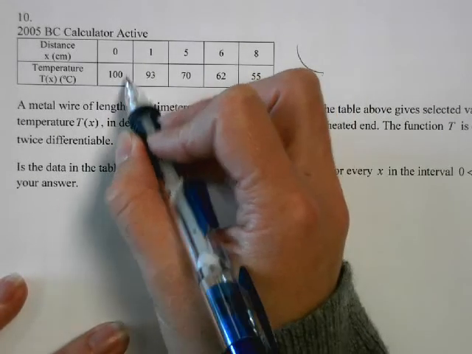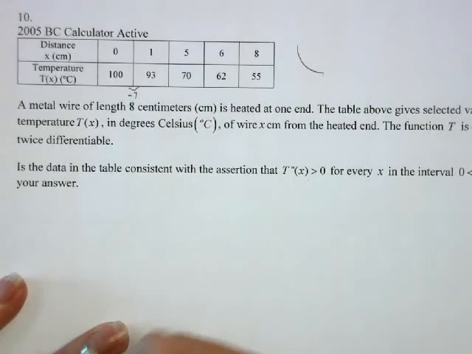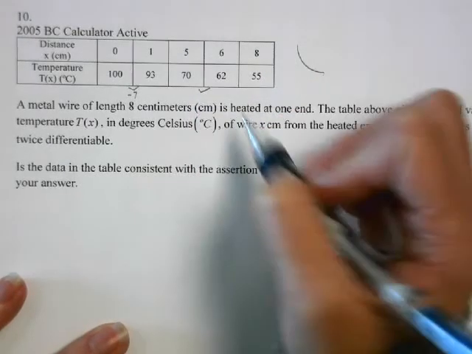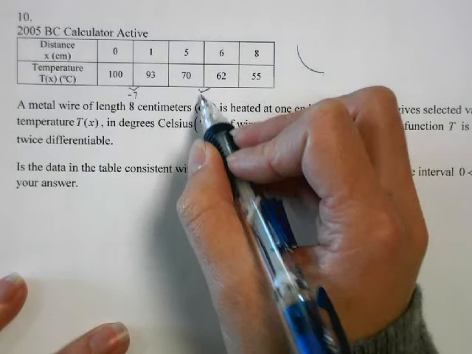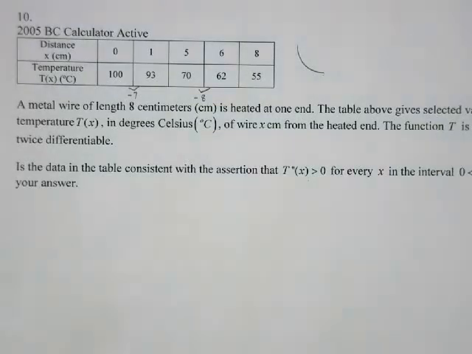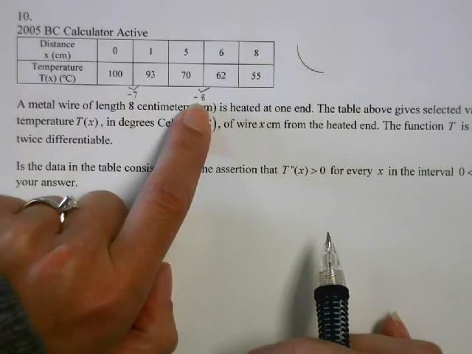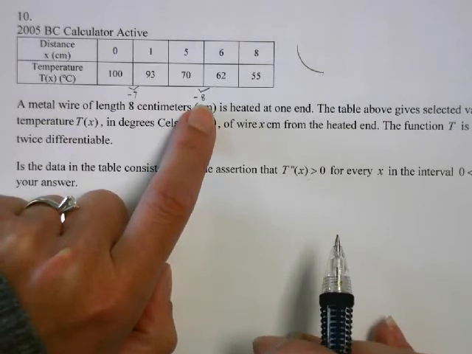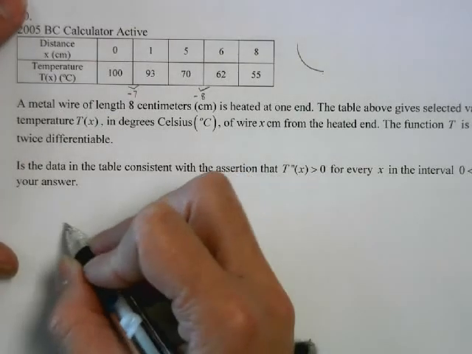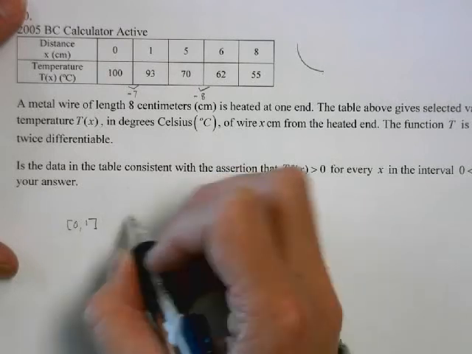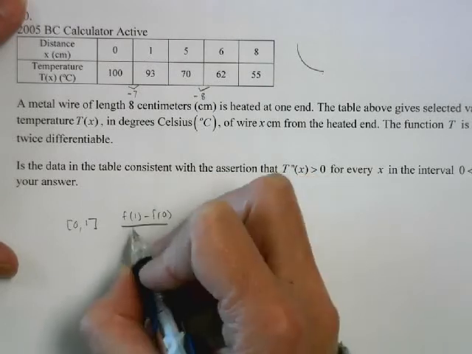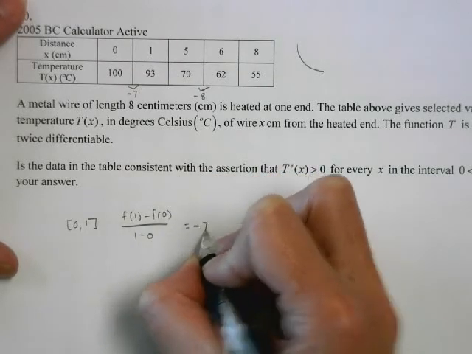So here, this is going from 0 to 1, so it's going down 7. So the slope of that secant line would be -7. I'm going to skip here. If I go from 70 to 62 over a distance of 1, that's going to be -8. Okay, so the slope of this secant line is -7. The slope of this secant line is -8, which means at some point, let me write that down. So from 0 to 1, f of 1 minus f of 0 over 1 minus 0 is -7.